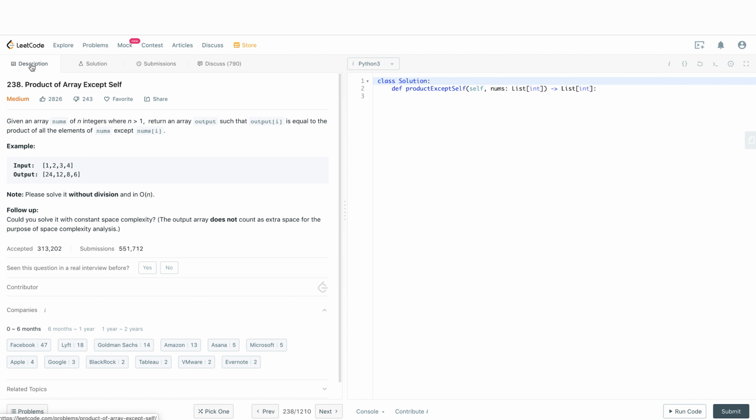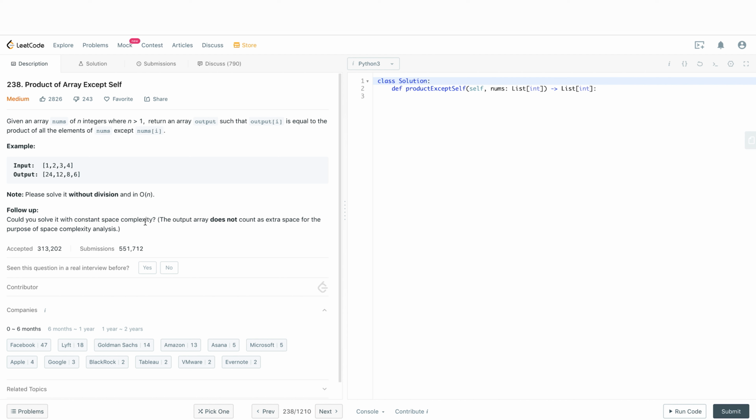So there's actually another follow-up that says, could you solve it with constant space complexity? Oh, so by the way, let's go back to the question. Here it says that we can't use division. We did not use division here. And we want O of n time, which we did. And then now it's asking to do it in constant space.